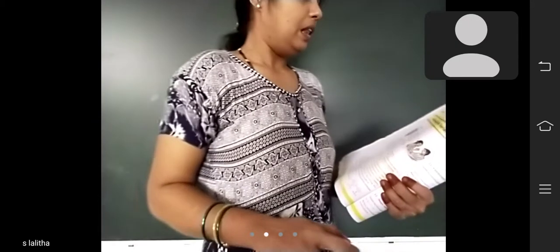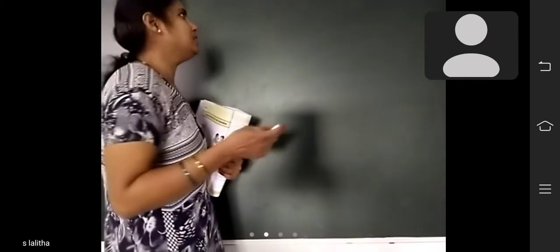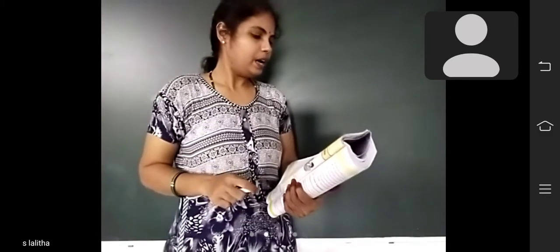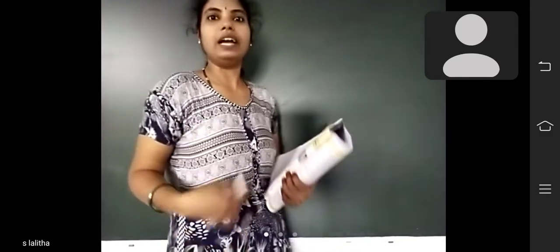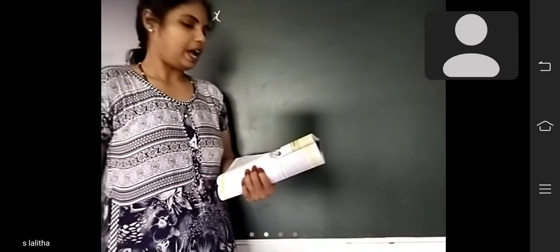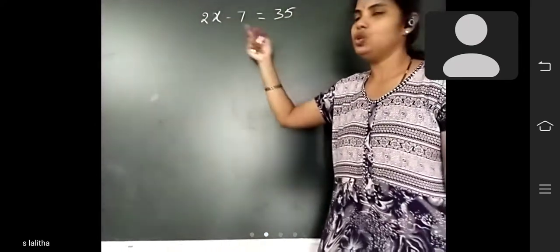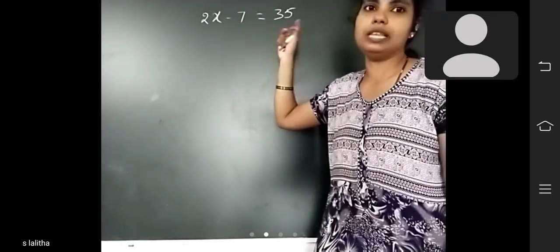So Lata will think like this. Sagar thought of one number. What is that number? She doesn't know, that's why she takes x. Next, what did he tell? If I double it, double means 2x, and take away 7, I get the answer 35. So we get this equation: 2x minus 7 equal to 35.